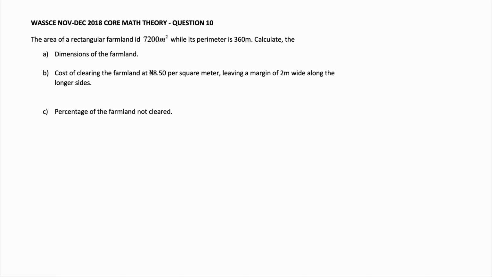Area of a rectangular farmland is 7,200 meters squared, while its perimeter is 360 meters. Calculate A. the dimensions of the farmland. B. The cost of clearing the farmland at 80.50 naira per square meter, leaving a margin of 2 meters wide along the longer sides. C. The percentage of the farmland not cleared. So let's begin with our solution.